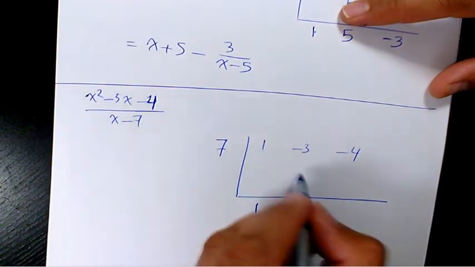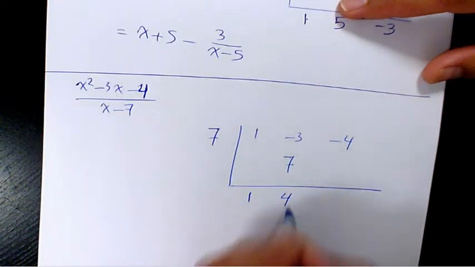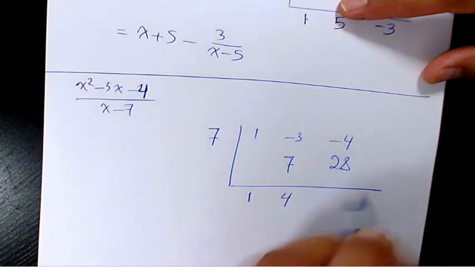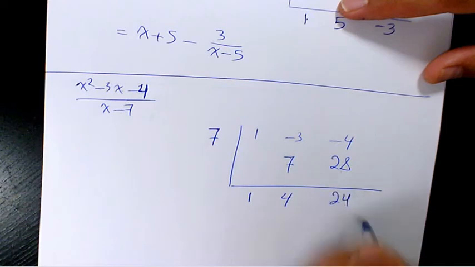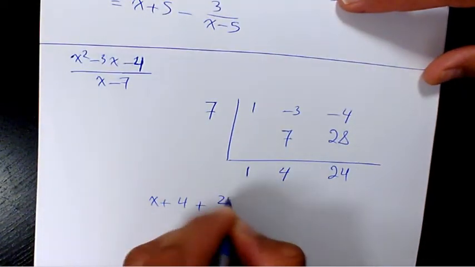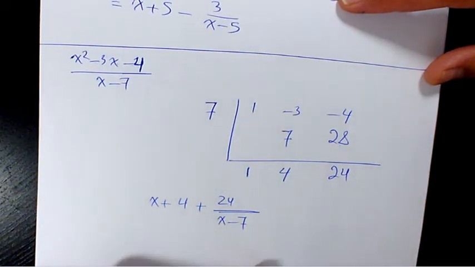1 times 7 is going to be 7. 7 plus negative 3 is going to be positive 4. 4 times 7 is going to be 28. 28 plus negative 4 is going to be 24. So the answer is going to be x plus 4 plus 24 over x minus 7. Next one.